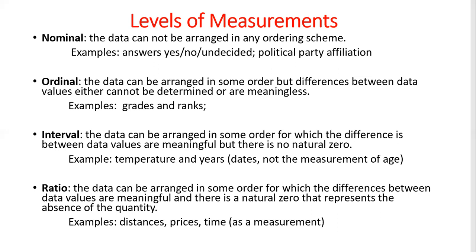Now the interval data. The data can be arranged in some order for which the differences between values are meaningful, but there is no natural zero. So for example, temperature, years. If we subtract, the difference in temperature has a meaning, but temperature does not have a natural zero because it depends on the scale actually.